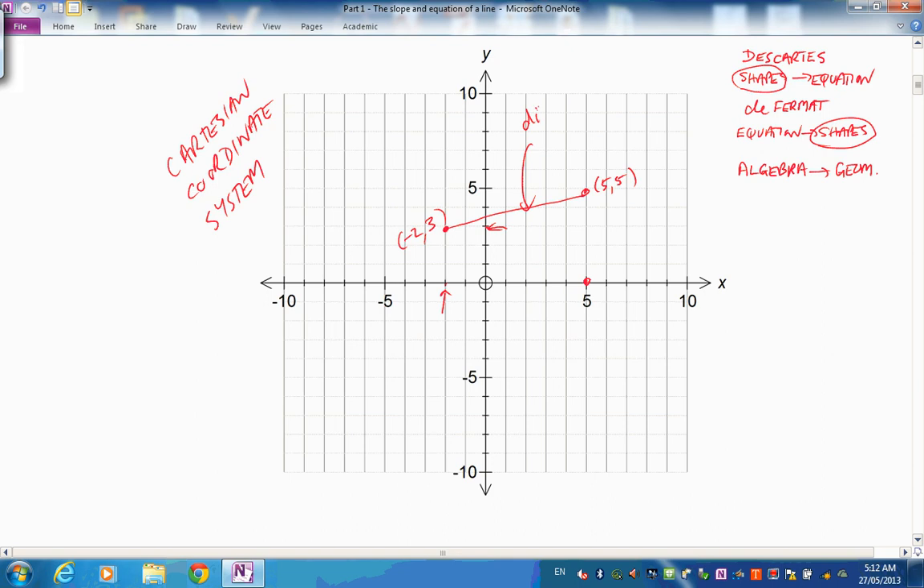So let's list these things down. We could find the distance or length of the line, the distance between the points. We could find the slope or gradient. And of course, you know the heading of this presentation is the slope and equation of a line. So that's what de Fermat and Descartes were both looking at, all those sorts of connections.